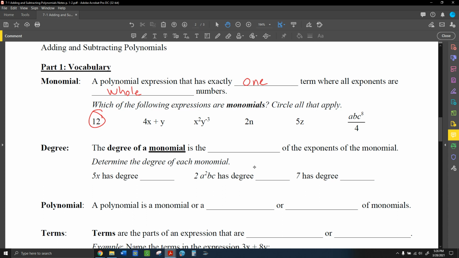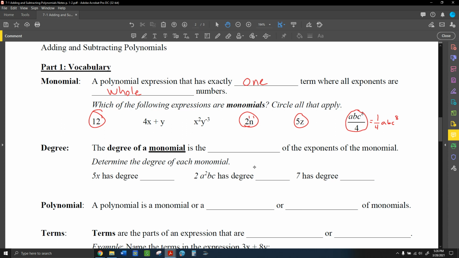Next up, 2n, another product, where our powers are both 1. So we do have whole number exponents. We do have one term. This is a monomial. Similarly, 5z, again, one term, whole number exponents. This is a monomial. And then last but not least, abc to the eighth, all over 4. This is a monomial. We can think of this as 1/4 being the coefficient, and then abc to the eighth. Again, positive exponents. It's a product. No adding or subtracting. This is a monomial.